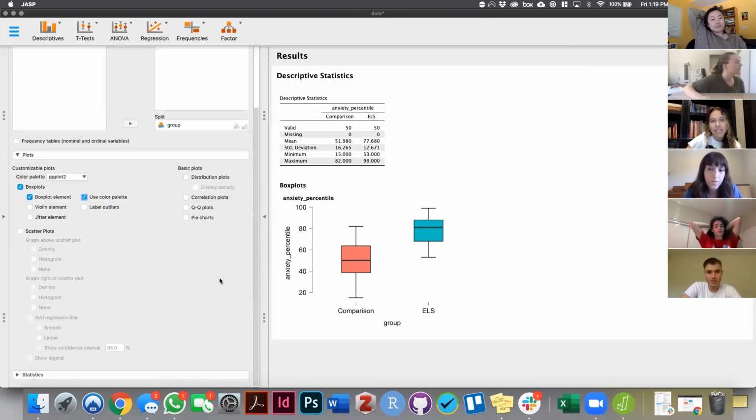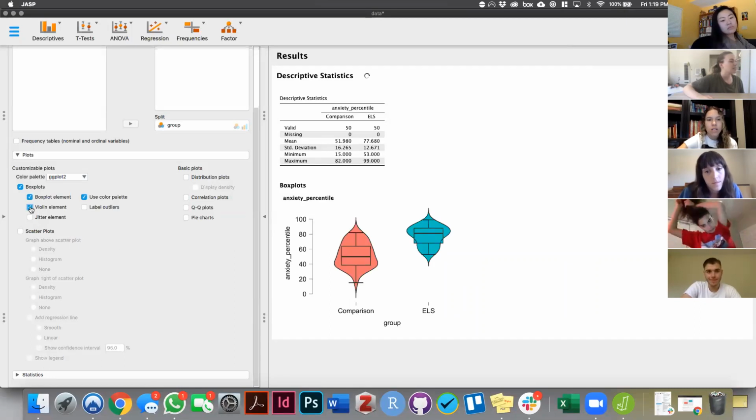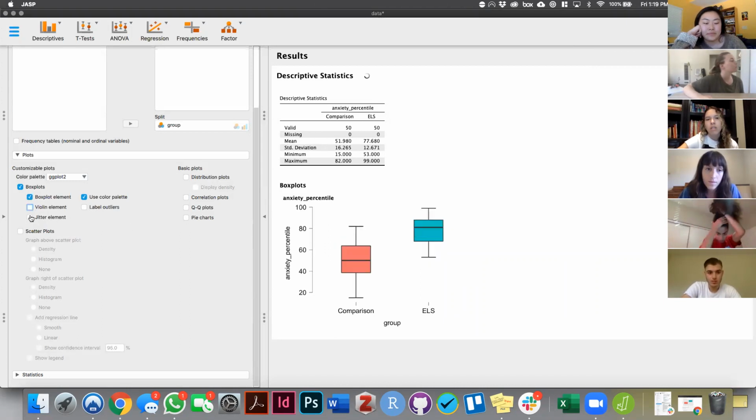There's a lot of different little features you can add. So if you wanted to look at your distributions, it's kind of weird for a box plot, but this shows how many participants, you have a lot of participants here, and it gets fewer as you get to the top. Jitter, oh, jitter, that's nice. So that shows each of your participants individually, so that's kind of cool. Yeah, you can label outliers. I don't think we have any outliers in this one.